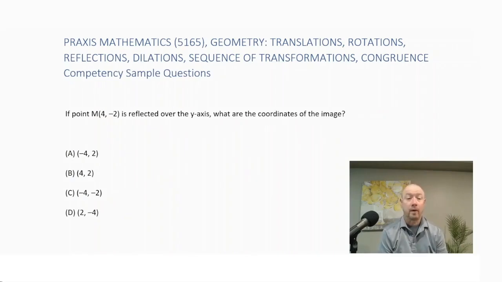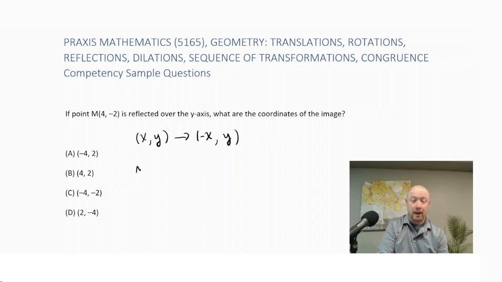If point M (4, -2) is reflected over the y-axis, what are the coordinates of the image? All right, in order to do a reflection over the y-axis, if we have coordinate (x, y), we take the opposite of the x-coordinate. So our new coordinate reflected over the y-axis would be (-x, y). So the y-coordinate is going to stay the same, but the x becomes opposite.